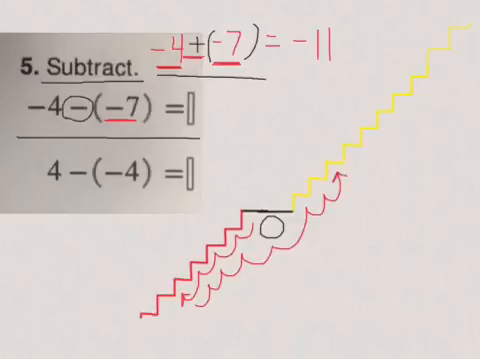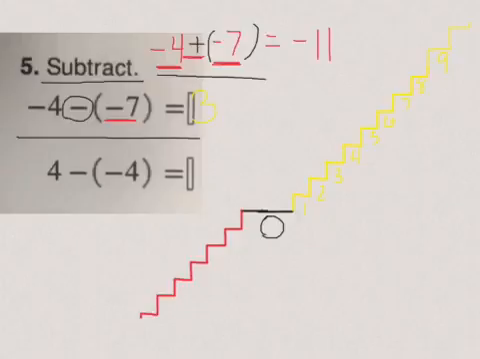And so we'll see that we ended up on the 3rd step above 0. What we actually ended up doing was, instead of walking down, we walked up backwards. So we would see that -4 take away -7 would be 3.